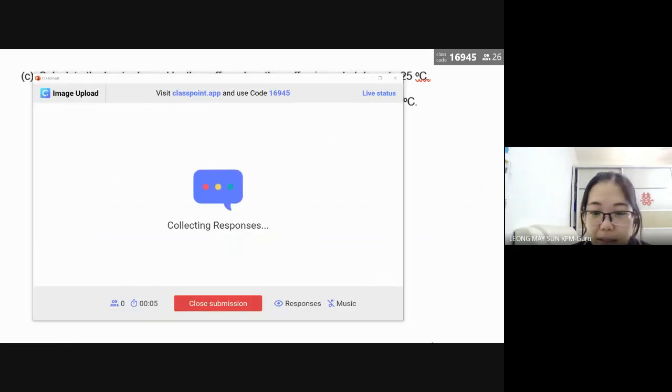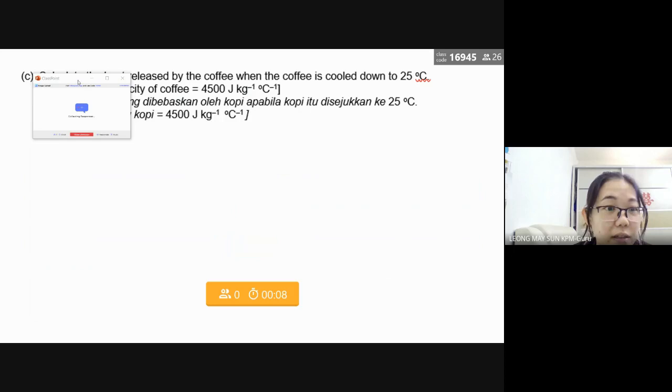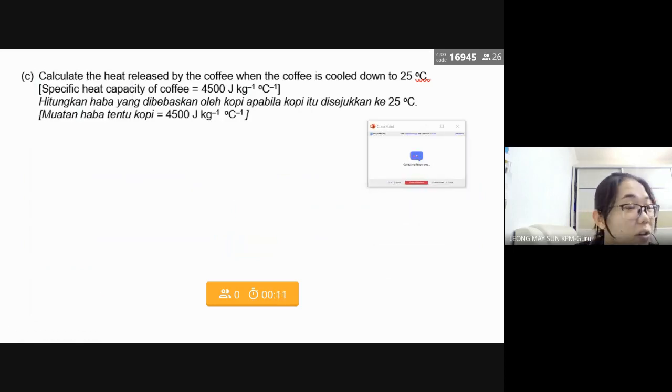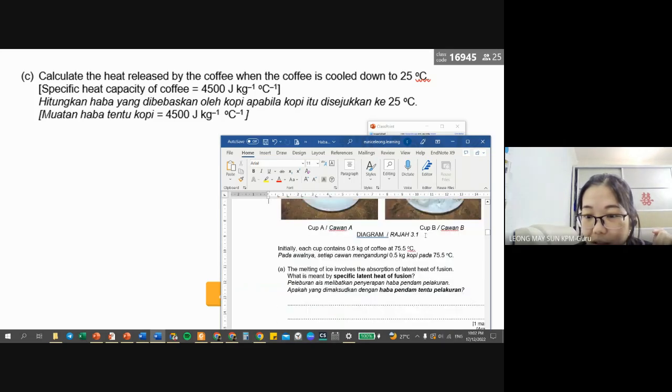Okay, let's finish up this question. I'm gonna show you guys the question back again. You all understand the question just now? So the explanation is cup B because the ice absorbs the heat from the surrounding, not from the liquid, not from the drink. So here I'm gonna add this. Initially, each cup is 0.5 kg. Alright, the coffee is at 75.5 degrees Celsius. So can you please calculate the heat released? Alright, calculate the heat released.